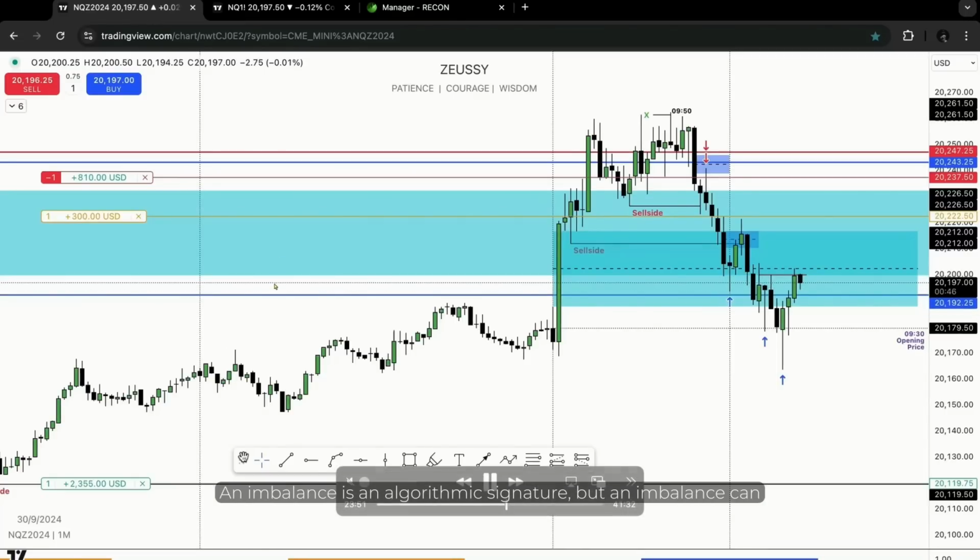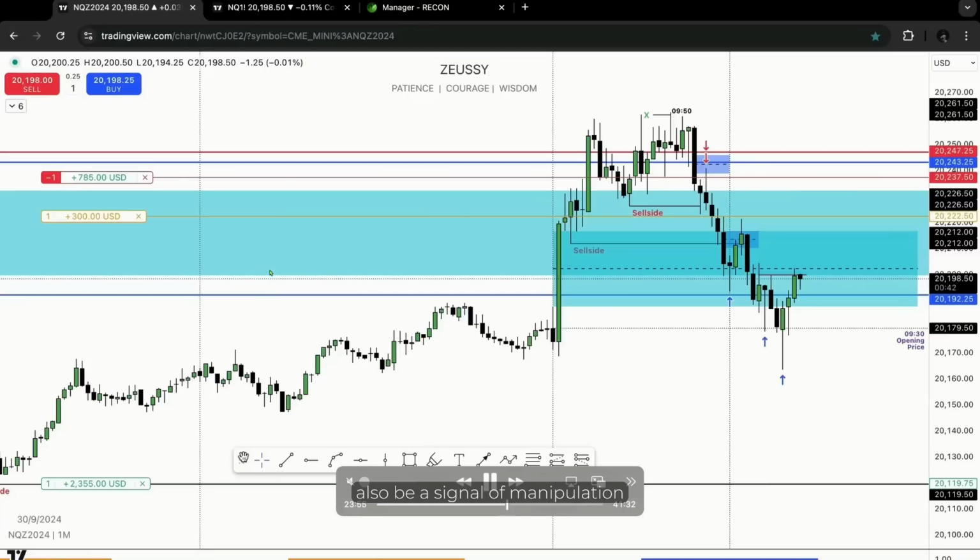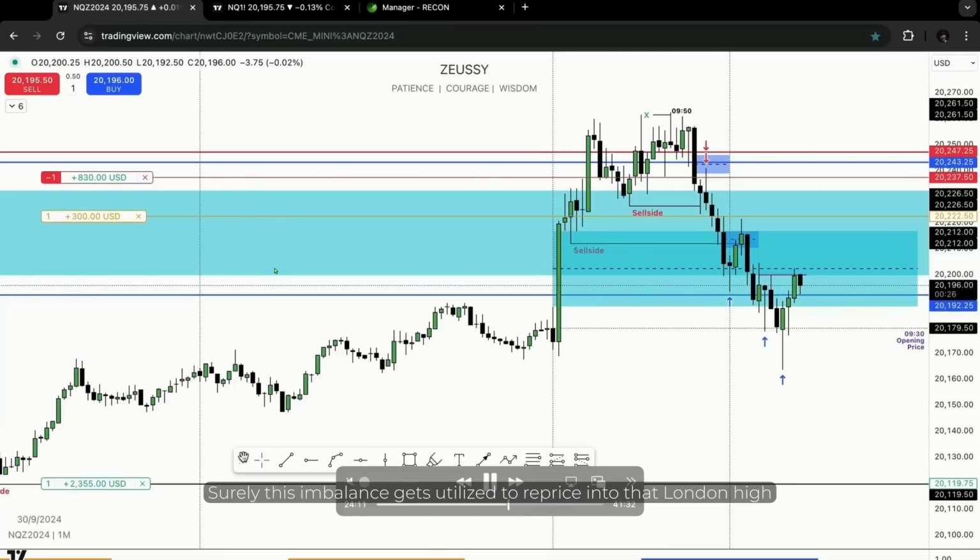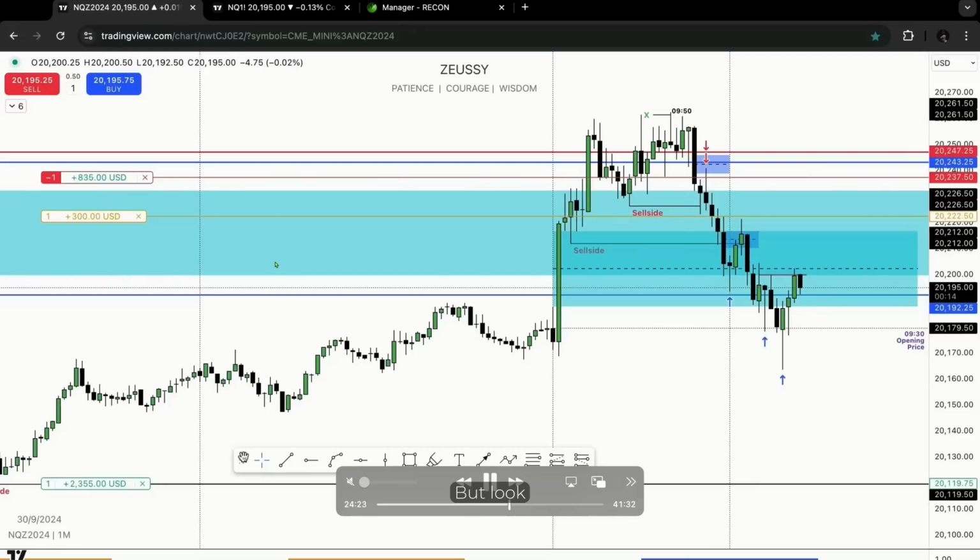An imbalance is an algorithmic signature, but an imbalance can also be a signal of manipulation in this case. What you can see is that we reprice higher into that London high. Surely this imbalance gets utilized to reprice into that London high, this red line. But look, to me, I look at this imbalance as the following. I look at it as a sign of manipulation having taken place.